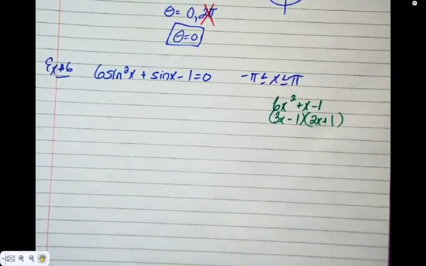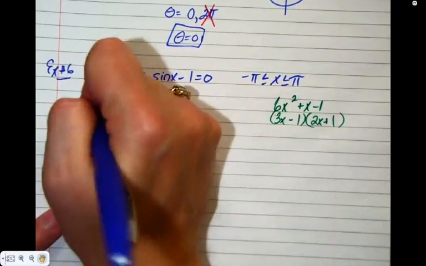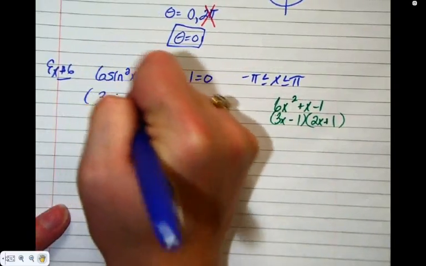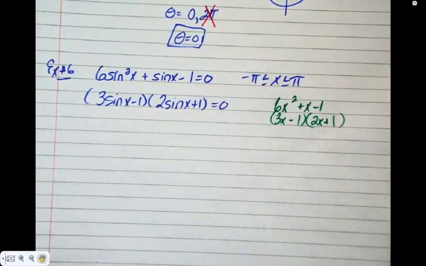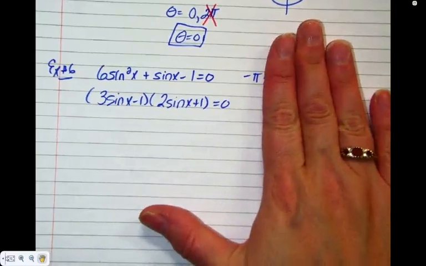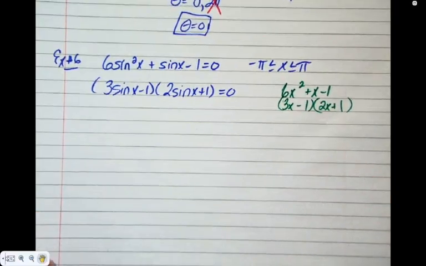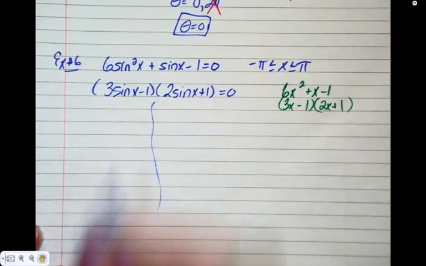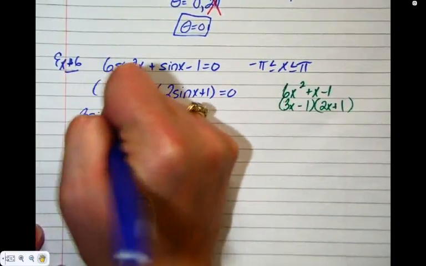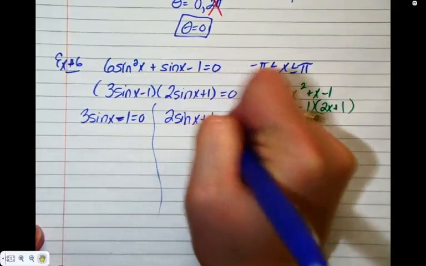Okay, so let's bring it back over here. Instead of x's, what are we going to put in its place? Sines. So I've got 3 sine x minus 1 and 2 sine x plus 1. If your brain did not need these x's, that's fine. If you can jump straight from this to this, great. What do we do after factoring? Split and solve. So 3 sine x minus 1 equals 0, and 2 sine x plus 1 equals 0.